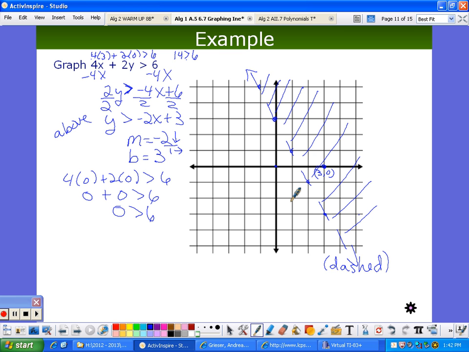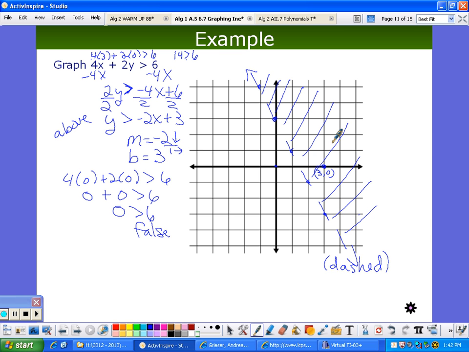You don't have to pick 0, 0, you can pick any point you like. I pick it because it's easy. And when I tested it, I got false. 0 is not bigger than 6, not a solution. So I know the solutions are either this side or this side. It's all or nothing. Since this one didn't work, they're all not going to work. That means the solutions had to be here. Think about it.